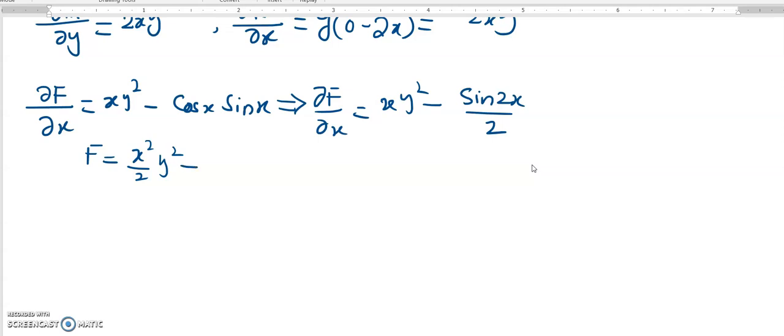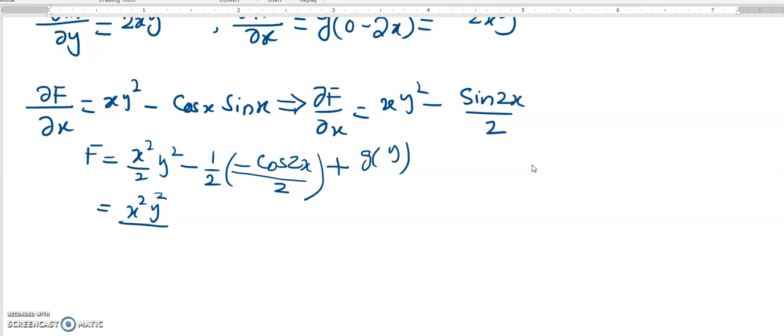Then, for sine, it is minus cosine. Okay, so 1 by 2 is over here, so it will be minus cosine 2x, and from the chain rule it will be divided by 2, and then plus a function of y. So it will be x square y square over 2 plus 1 by 4 cosine 2x plus function of y.